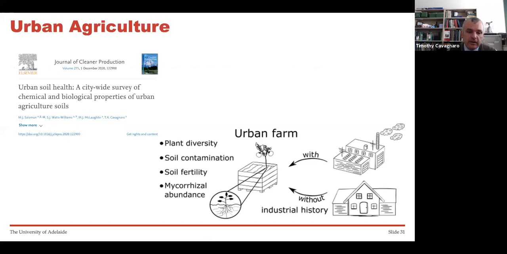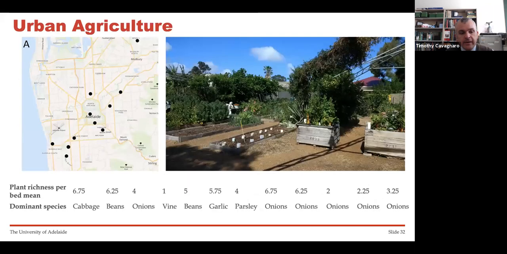So if we look at some of Matt's recent work, this was a paper that he published in the Journal of Cleaner Production, which I'm pleased to say has a very healthy impact factor, looking at urban soil health. And so Matt went out to 10 or 11 community gardens across Adelaide, and they are shown on this map here across the Adelaide region. There's a photograph of one here as well. And he looked at soil properties, soil health in these particular systems.